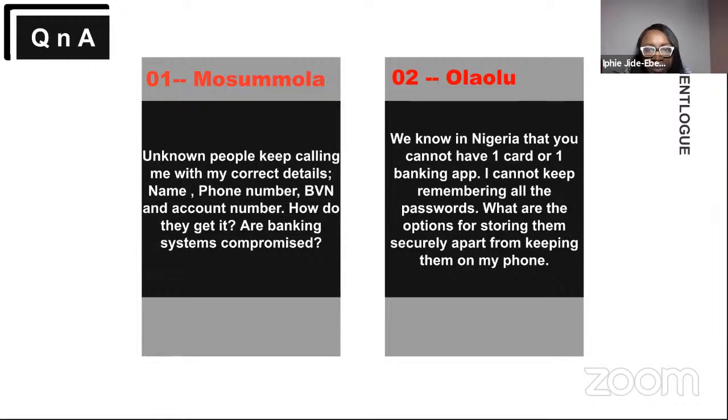Mosun, over to you. Hi, good evening once again. I would say the banking systems are not compromised. One of the ways fraudsters get a customer's phone number and name is through the Truecaller app. I'm sure everyone is aware of this application. A fraudster just randomly dials numbers on Truecaller, and it pops up the person's name.